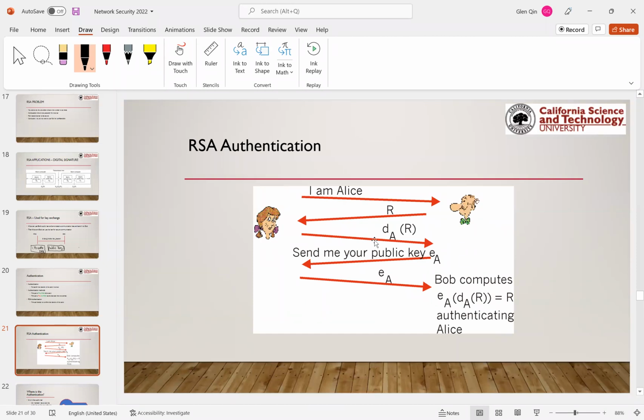What Bob does is use Alice's public key to encrypt a message, and then ask Alice to decrypt it. The message can only be decrypted by Alice's private key, so if you can decrypt it, that demonstrates you know the key. Does it make sense? If you know Alice's private key, you are Alice. Otherwise, you are not.